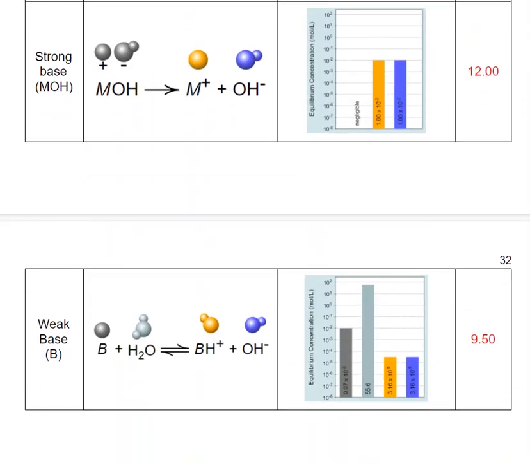We also see something similar with our strong versus weak bases. Notice here they put an M. All of our strong bases are metal hydroxides, so that's what that M is. For this one, a weak base is going to be a hydrogen ion acceptor, so we can form this BH+ compound as well as hydroxide.